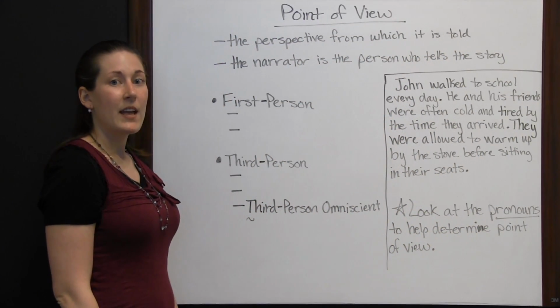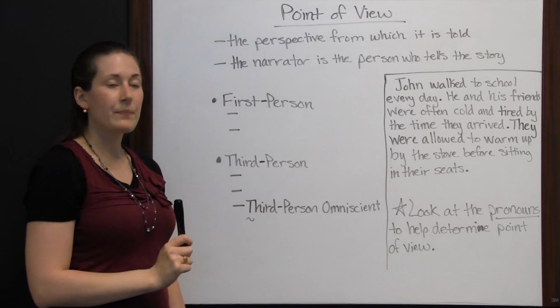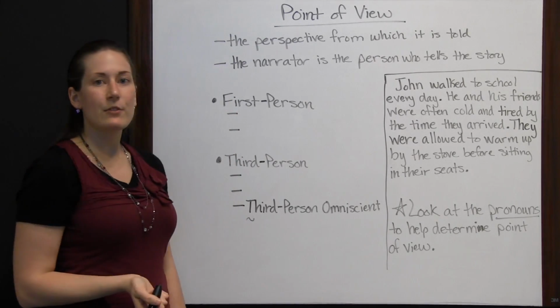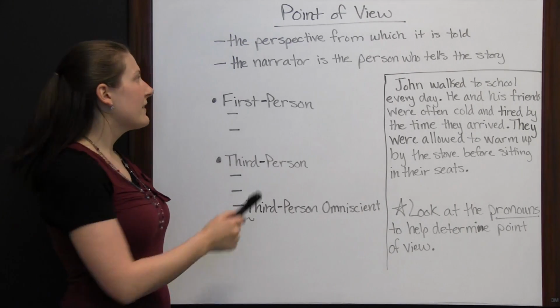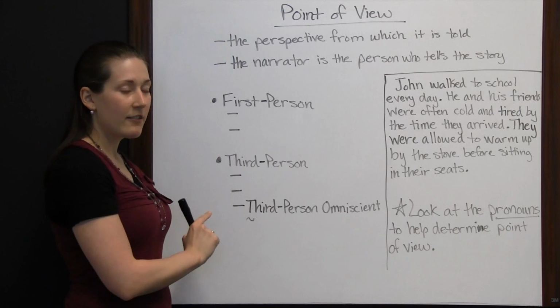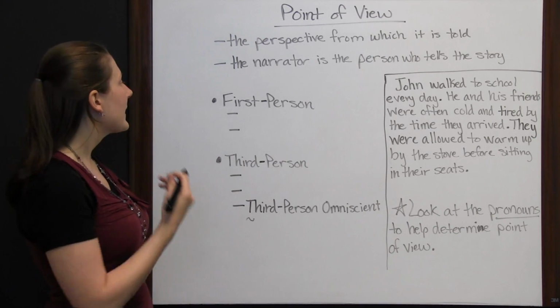Point of view. The point of view is the perspective from which a story is told. And the narrator is the person who tells the story. So when we're looking for point of view, we're looking to see if we have a first-person narrator or a third-person narrator that's telling us the story.